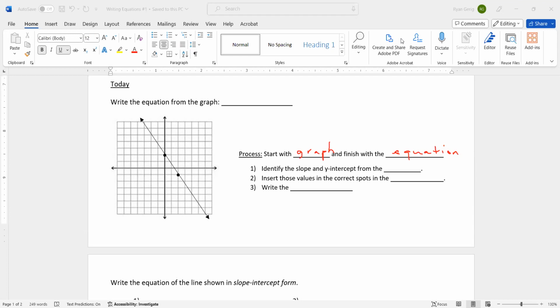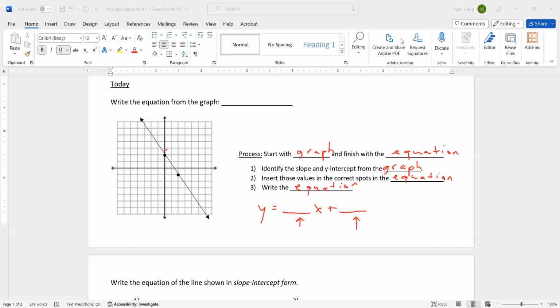How do we do that? We identify the slope and y-intercept from the graph, insert those values in the correct spots in the equation, and then we write the equation. So here's y equals blank x plus blank. Like I said at the beginning of the notes, we're looking to fill in m and b. Once we do that, we have our equation. So if we can identify the slope and the y-intercept from the graph, we put them in the right spots, and then we write the equation. This one's not too hard today if you know where to look.